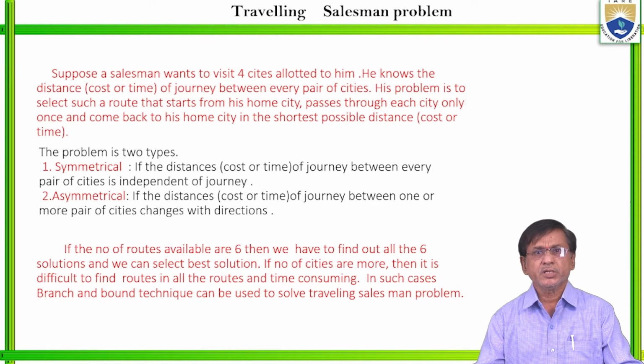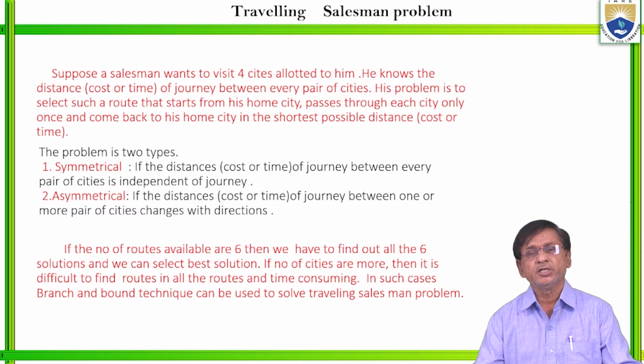Suppose the number of cities is 2, there is only one route, no choice. If the number of cities is 3, the number of routes is 2. In that case, we can calculate easily. If the number of cities is 4, we get 6 routes, that is factorial (n minus 1), 4 minus 1 factorial means 6 paths. In that case also we can calculate the cost corresponding to each path and then find the best solution. But if the number of cities keeps increasing, it is very difficult to find the solution. So in that case, we can use the branch and bound technique.